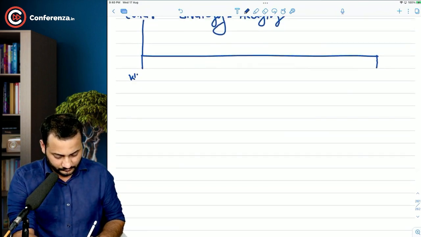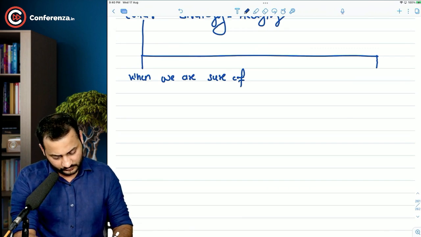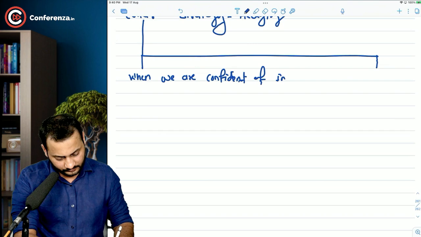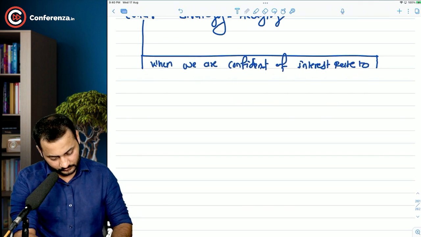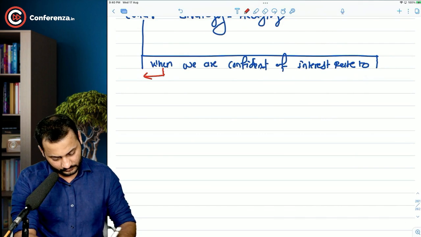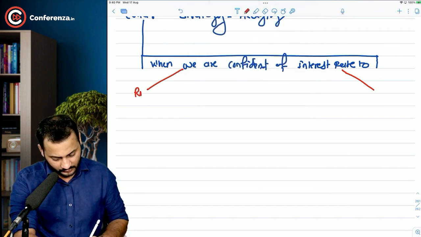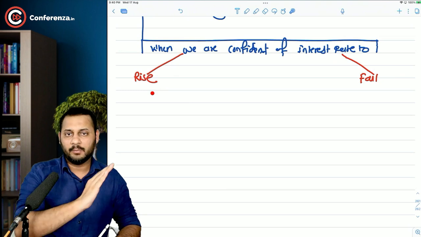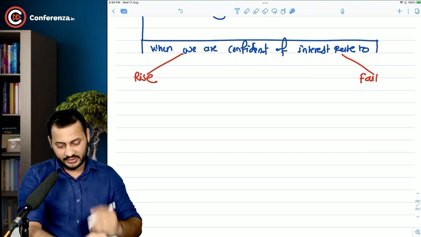See, when we are sure, or we can say confident, of interest rate to rise and fall. See, if we are confident that the interest rate will go up in the market, okay, so what type of option we should buy? We should put a limit, upper limit, on the interest rate.